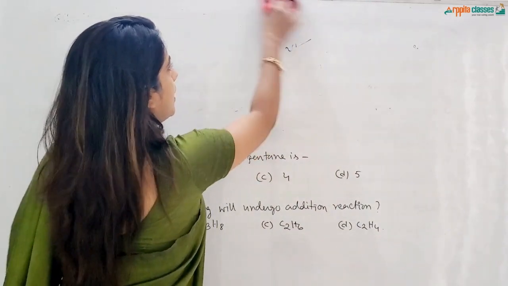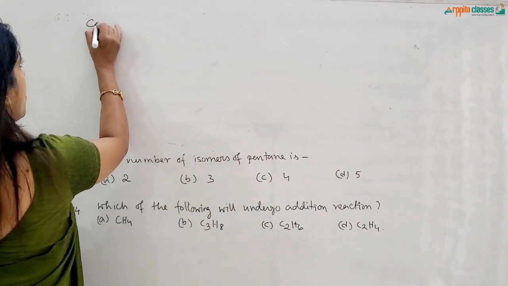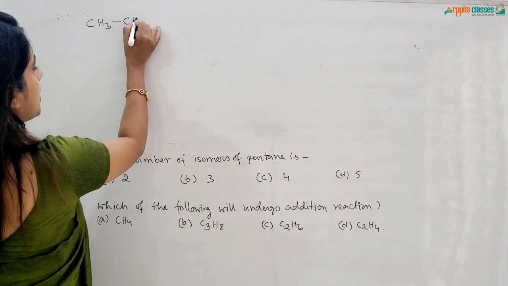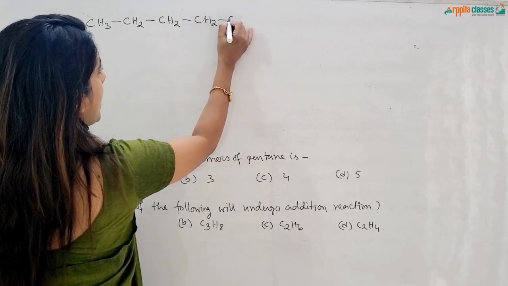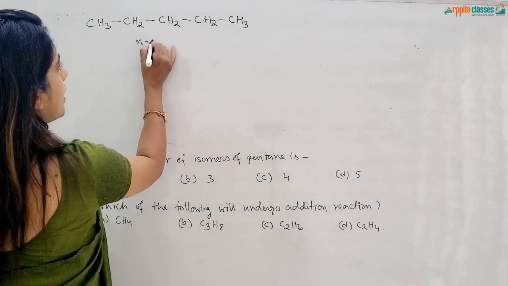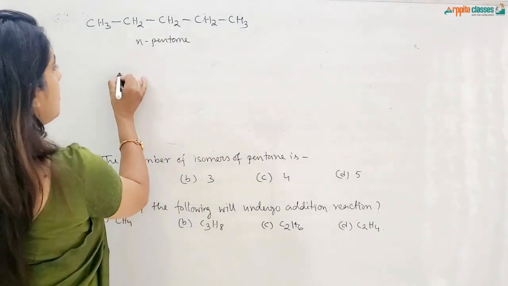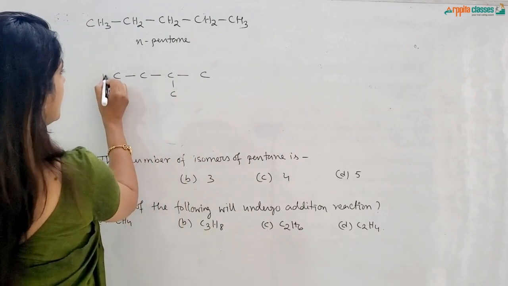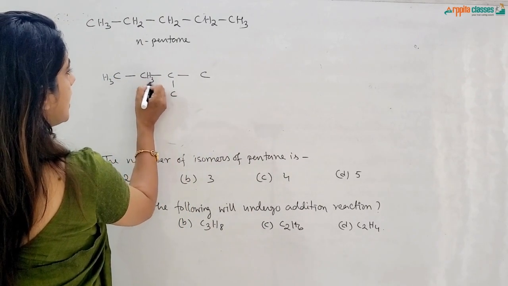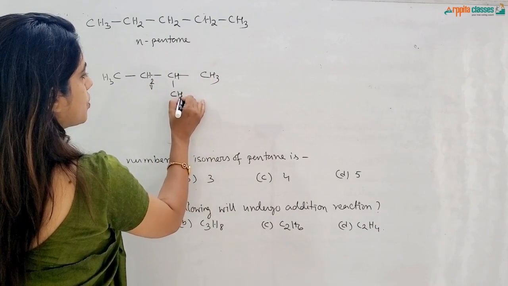So we have 3 isomers of pentane. The first isomer is just normal pentane, that is straight chain pentane, CH3, CH2, CH2, CH2 and CH3. This is called n-pentane. This is a straight chain pentane. Then we have 4 carbon atoms in the straight chain and 1 branched over here. So this is CH3, CH2, CH, CH3 and this is also CH3.